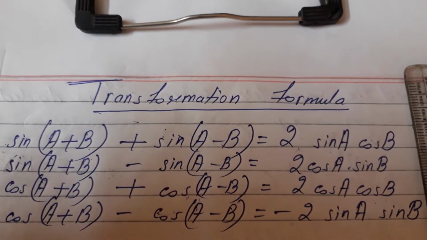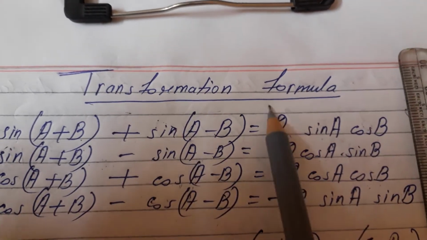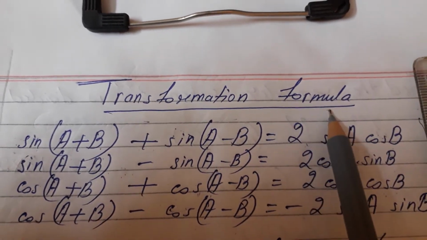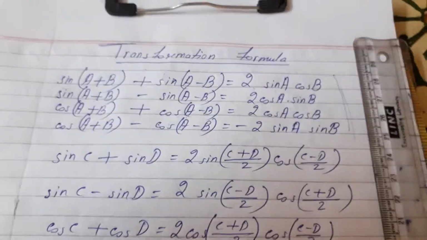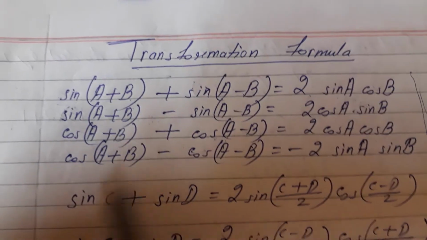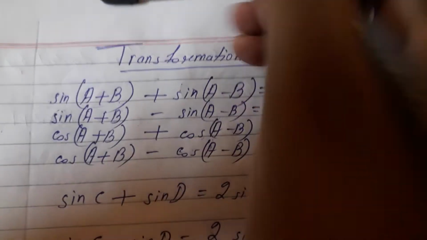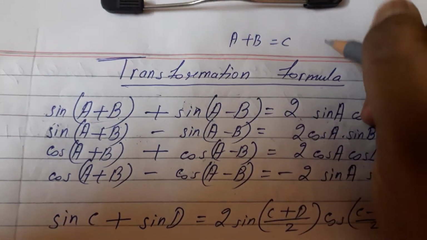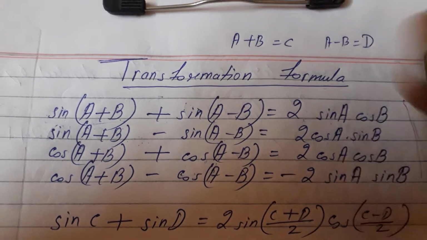Now see, the name is transformation formula. These are 4 basic formulas. Now these four formulas are transformed into another 4 formulas. Now you tell me why it has been transformed into this format. See, actually we have taken a plus b. Let a plus b equal c and a minus b equal d. We have taken it in this way.